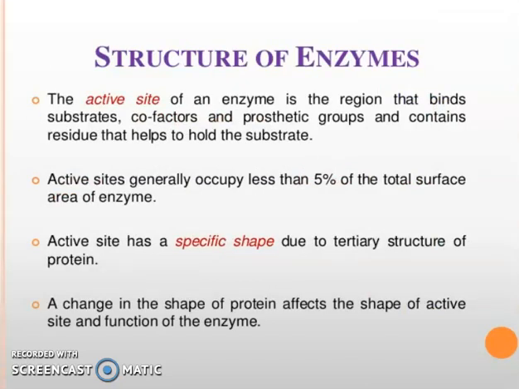Now, friends, structure of enzymes. You know, friend, the active site of an enzyme is the region that binds substrates, cofactors, and prosthetic groups and contains residues that help to hold the substrates. The active site generally occupies less than 5% of the total surface area of enzymes. The active site has a specific shape due to the tertiary structure of the protein. A change in the shape of the protein affects the shape of the active site and the function of the enzyme.